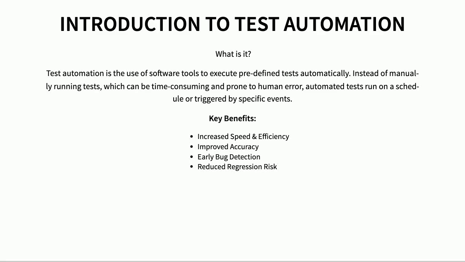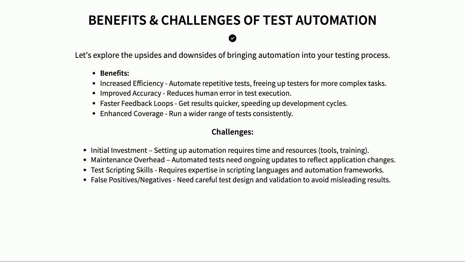Okay, let's start with the basics. Test automation is basically using software to run tests for us automatically. Think of it like having a robot do your testing. It's hugely beneficial because it speeds things up, reduces errors, helps us catch bugs earlier, and makes sure we don't accidentally break existing features.